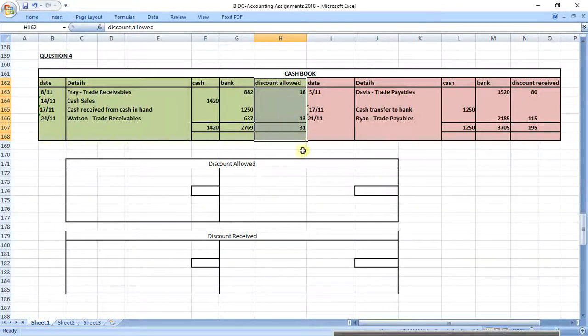Yes. Okay, so discount allowed, what type of account is it? Allowed is expense. Correct. So it'll go debit or credit? Debit. So on this side, on the last day of the month, November has 30 days. So 30 November, 30/11, you would put what?